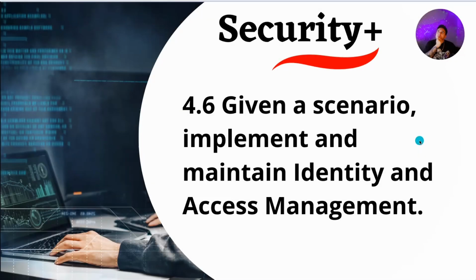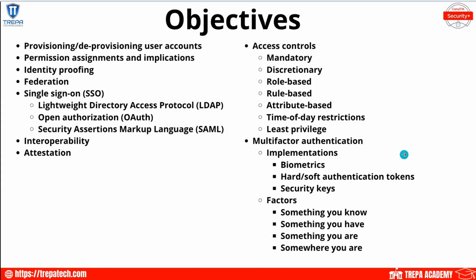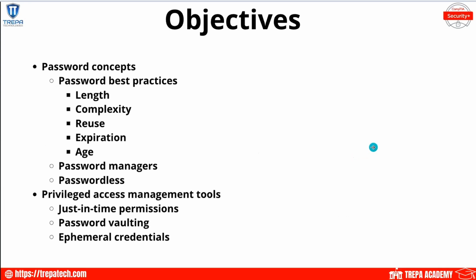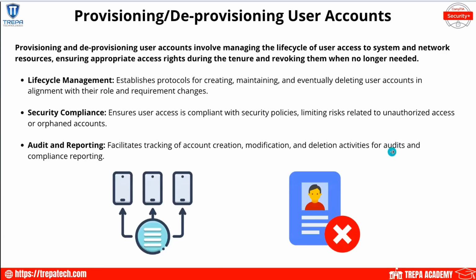Over domain 4.6, given a scenario, implement and maintain identity and access management. So now we're finally going to go over IAM. In our objectives here, we're going to go over a lot of the basic IAM principles, right? How we do permission assignments, federation, SSO, how we do our different access controls. We're going to cover multi-factor authentication again, and then also our password management, right? Our policies, and also our PAM, our privileged access management tools or software.